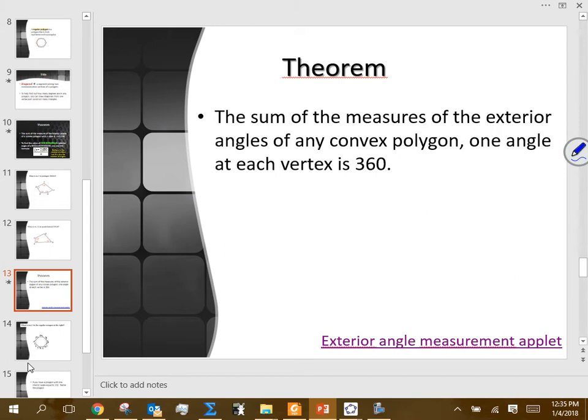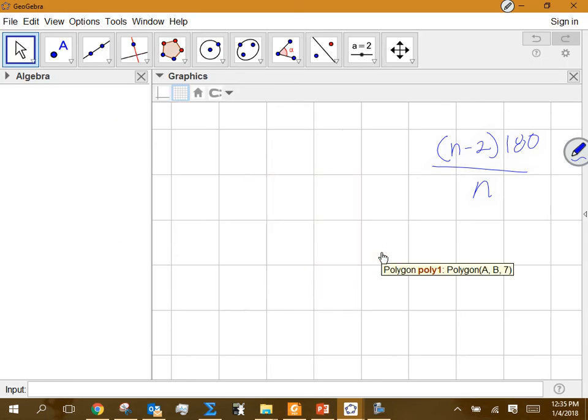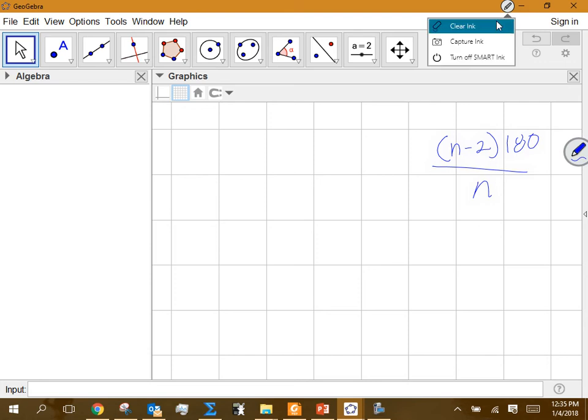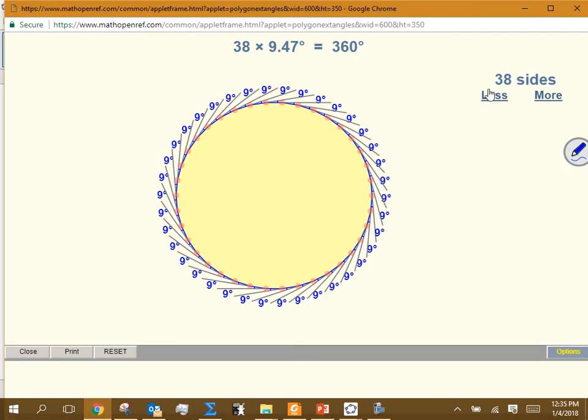This theorem, we're almost done here. This theorem says the sum of the measures of the exterior angles of any convex polygon, one angle at each vertex, is 360 degrees. What that's saying, and we've done this before, if you remember back to, actually we'll do this, it's easier if I go to this.